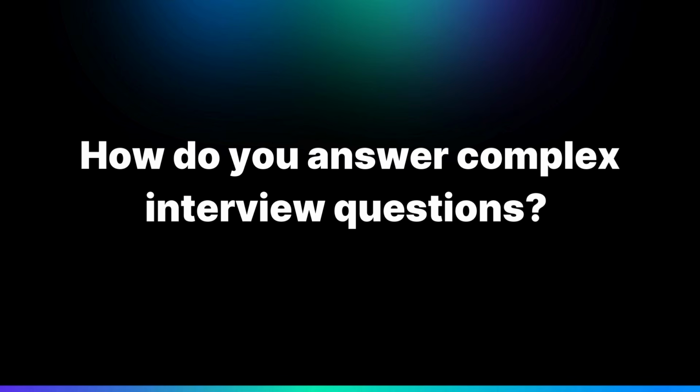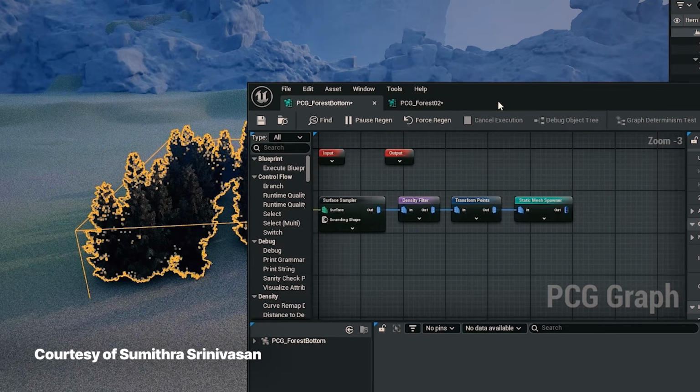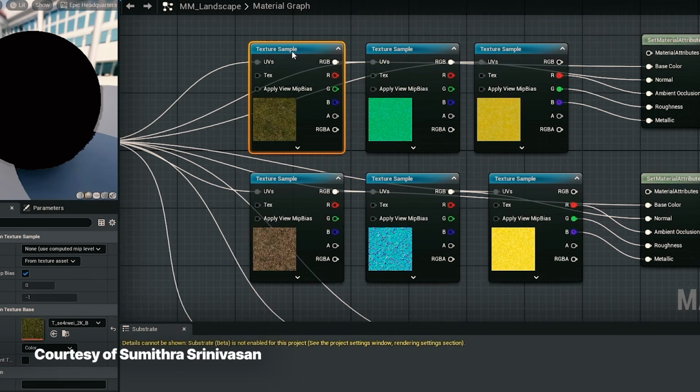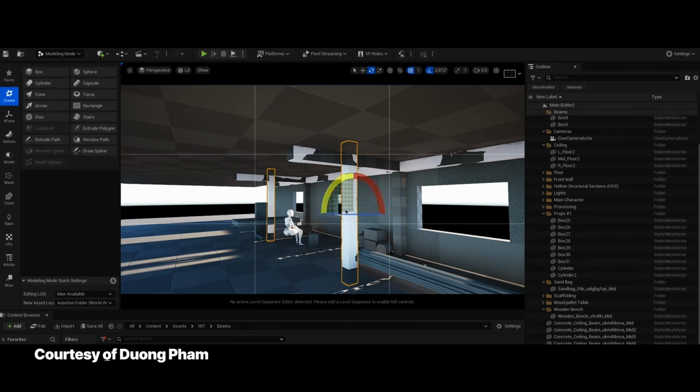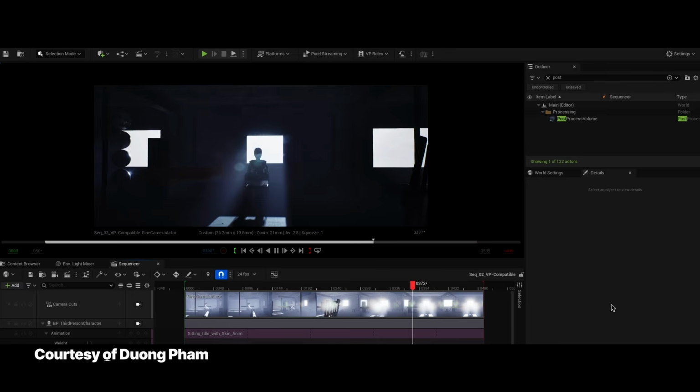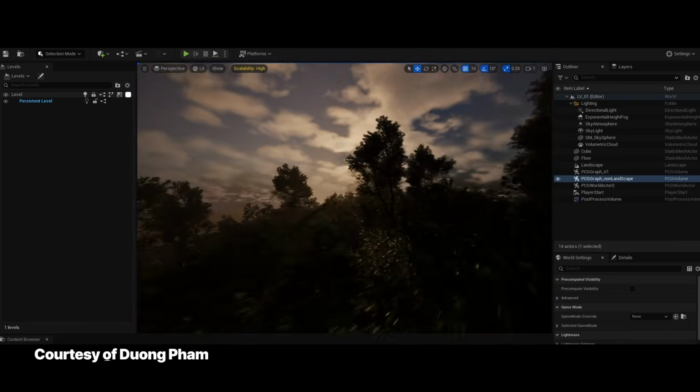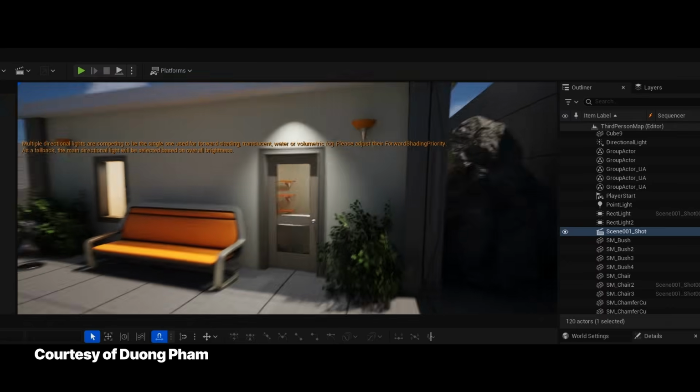But more specifically, how would you answer complex interview questions? And I'm not just talking about yes or no questions, but questions like, for example, can you tell me about the most challenging project that you worked on in the past? So those questions can be answered by using the STAR method. What exactly is the STAR method? Well, it's a tool that will help you architect the way that you deliver information. So let's break it down.